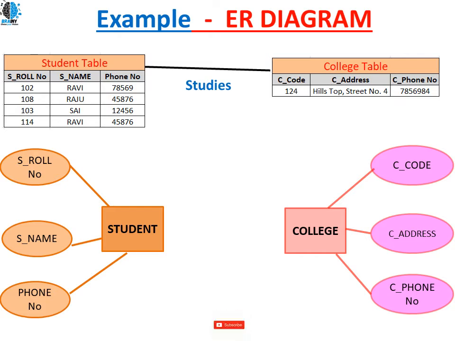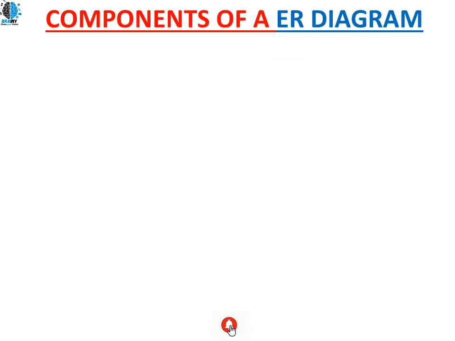In the above you can see the student table and college table. So in an ER diagram we'll be having entities: student entity and college entity. The student entity has its own attributes, and the college entity has its own attributes. Now what is the relationship? The relationship is that a student studies in college. So studies will be the relationship between student and college. So this is a basic example of our ER diagram.